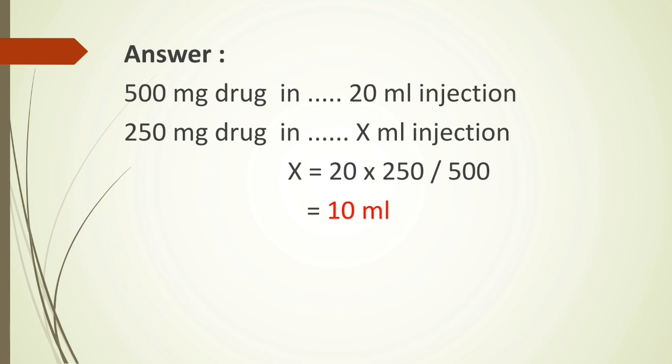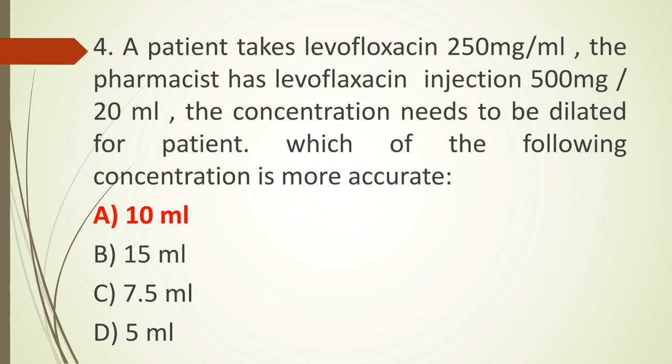Like the first question, here also we can apply the principle of cross multiplication. The value of X can be found out by cross multiplying: 250 into 20 divided by 500, which is equal to 10 ml. So here the correct option is option A, 10 ml.